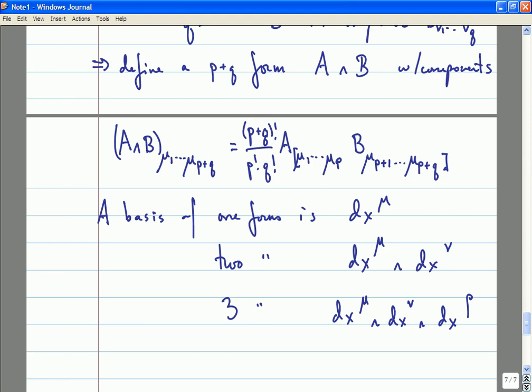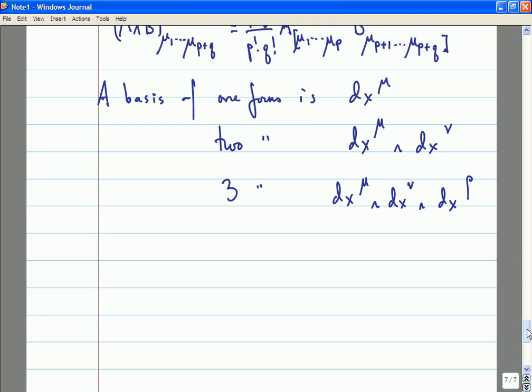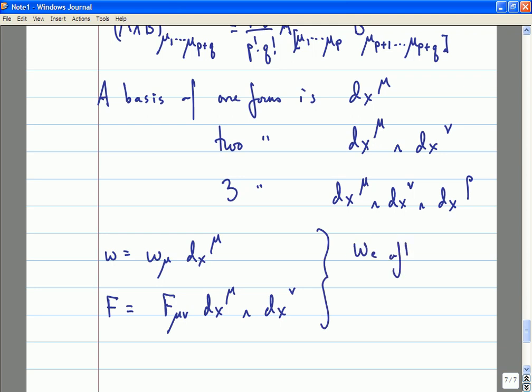So it's sometimes useful to think about tensors in an index-free notation, where, for example, we write omega as omega mu dx mu, and the electromagnetic field strength tensor, for example, could be written as F, which is F mu nu dx mu wedge dx nu, and so on and so forth. So we often will write differential forms in this basis-independent way.